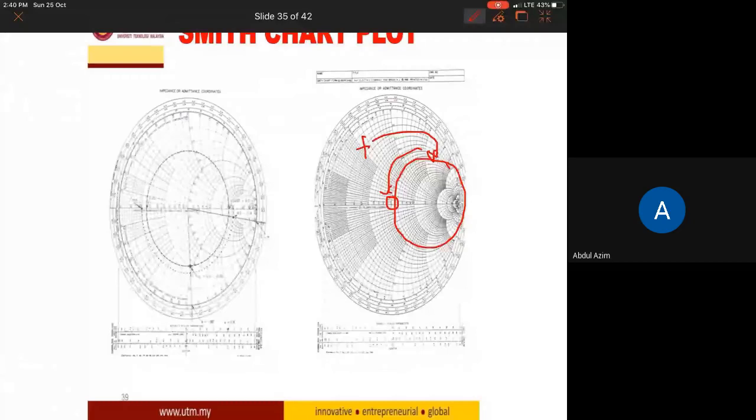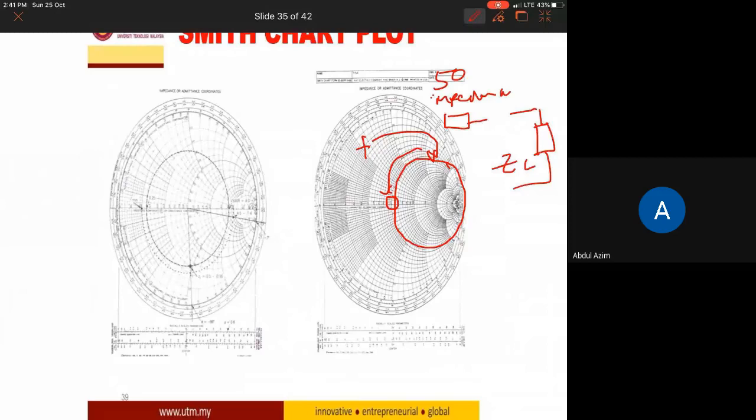So we have the Z load. We have some impedance here, 50 ohm, let's say. So this is the L plus something. So we want to add this red box, maybe inductor and capacitor, or something to represent impedance in order to match ZL and Z0. So that's the purpose of matching.